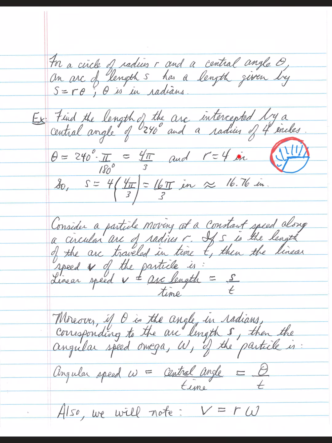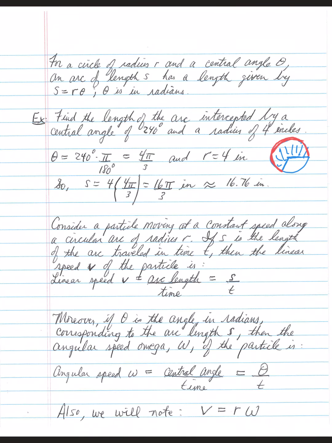Now whatever length your radius is given, that's fine. It can be any length. Multiply that by your central angle in radians. 4 times 4 pi over 3 gives you 16 pi over 3. If you use that in a calculator, that'll give you just shy of 17 inches. So this arc marked in red would have an approximate length of 16.76 inches.